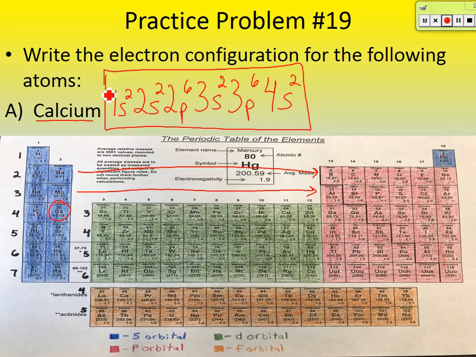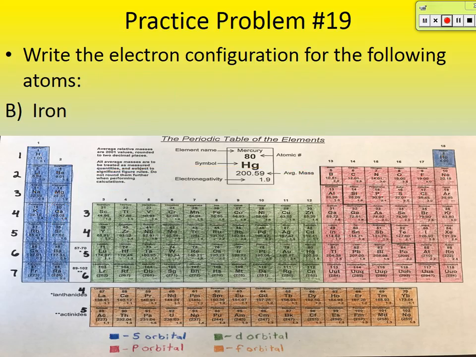All right, now let's throw in a little bit harder one and see if you can do this one. There's a little bit of a trick to this one. Okay, so let me go through this one with you. We're going to write the electron configuration for iron. Let me show you where iron is on the periodic table. Its symbol is Fe, and its atomic number is 26.